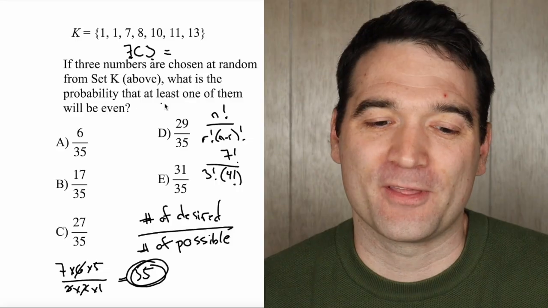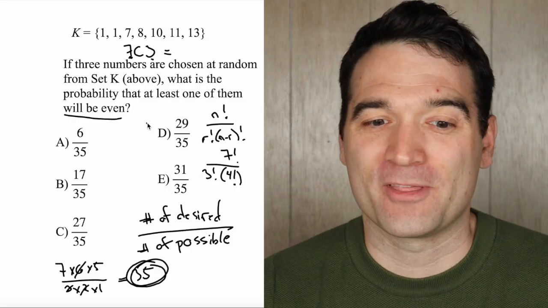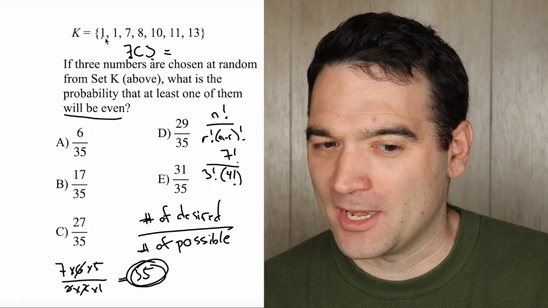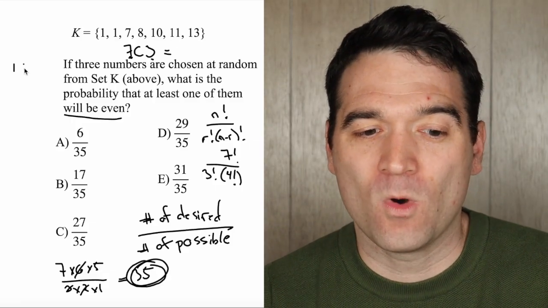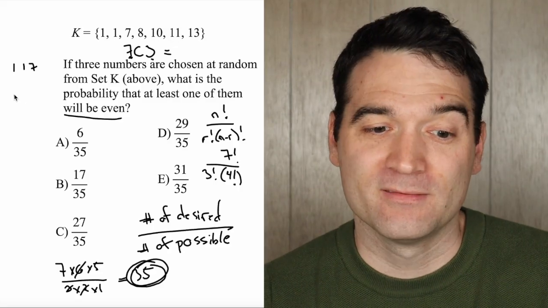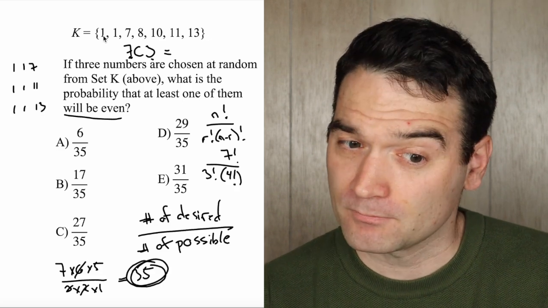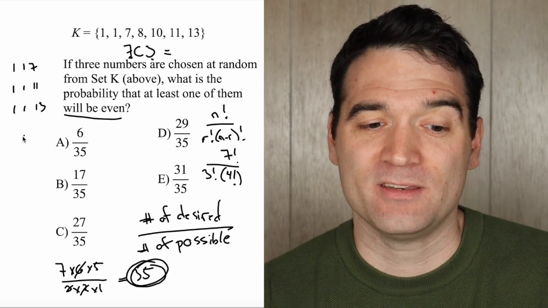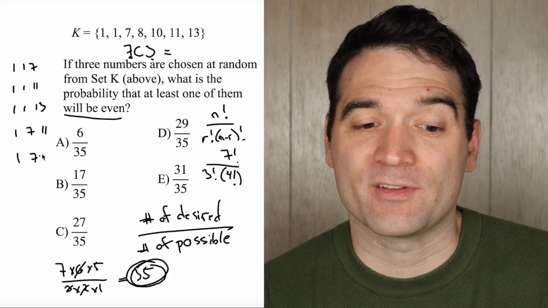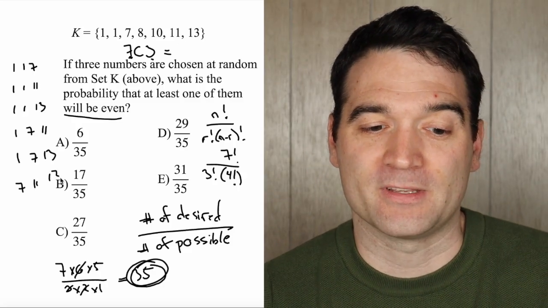So how many ways are there not to get at least one even? Another way of saying that is, how many ways are there to get 3 odds? Well, let's count them up. I'm going to go methodically here. We could get 1, 1, 7. We could get 1, 1, 11. We could get 1, 1, 13. We could get 1, 7, 11. And we could get 1, 7, 13. And then I could get 7, 11, 13.